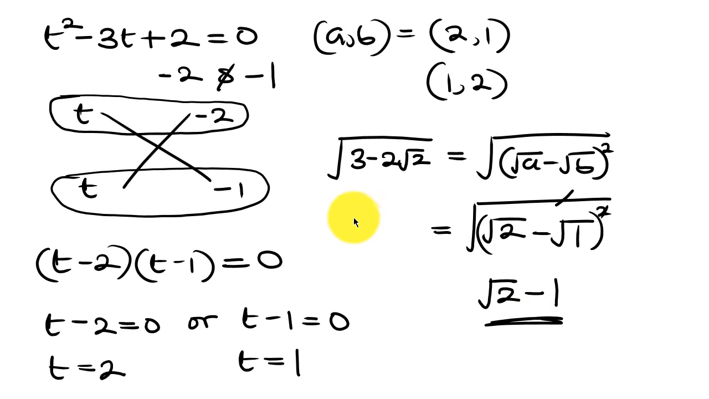And since the square root of 3 minus 2 root 2 is positive, we're going to be sticking to just this and this as our solution. So no need of using these other values of a and b.